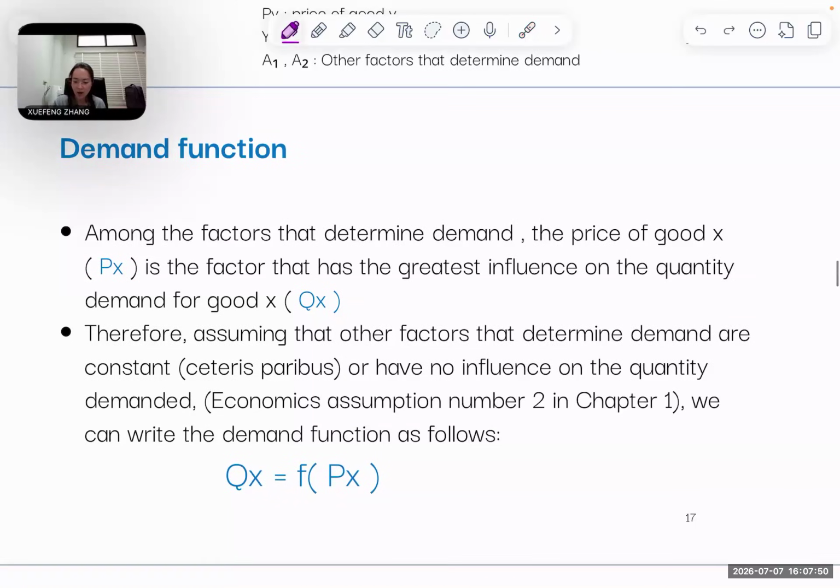Remember, we have our demand curve look like this, right? On the x-axis, we have the quantity demanded. On the y-axis, we have the price of the goods, right? And normally the demand curve is downward sloping. So we have, let me use a capital D to represent the demand curve.